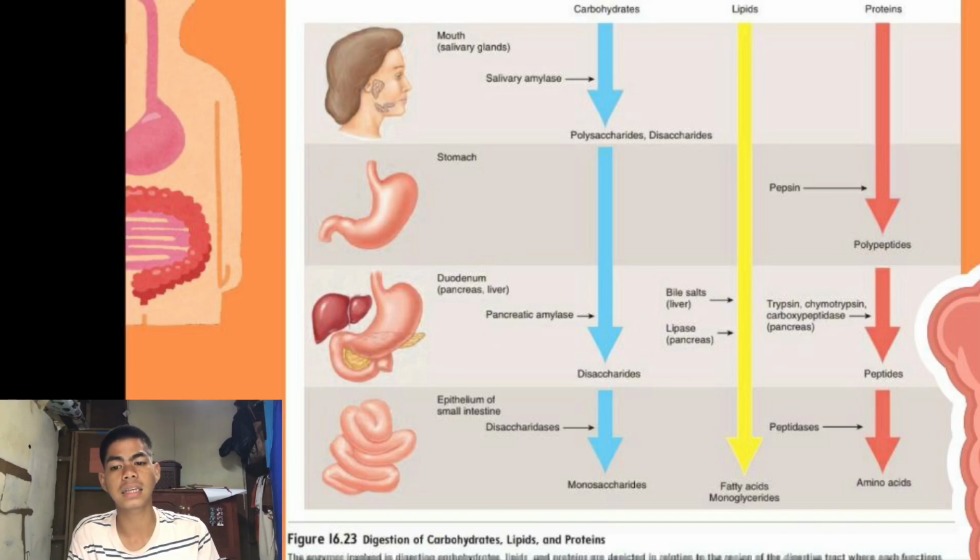So next, let's go to lipids or fats. Fats from food like meat, oil, and dairy are not easy to digest because they don't mix well with water. In the duodenum, bile salts from the liver break large fat droplets into smaller ones. This is called emulsification. Then an enzyme called lipase from the pancreas breaks them down into fatty acids and monoglycerides.